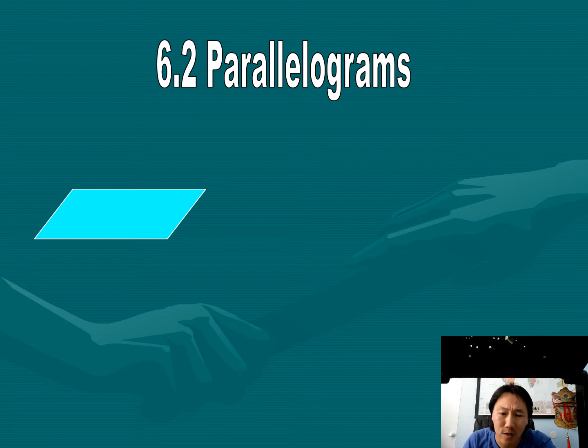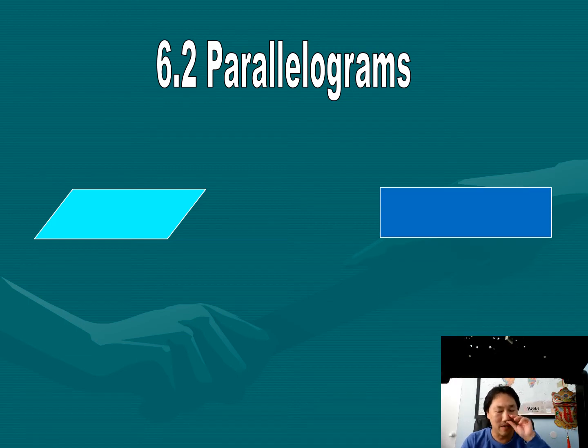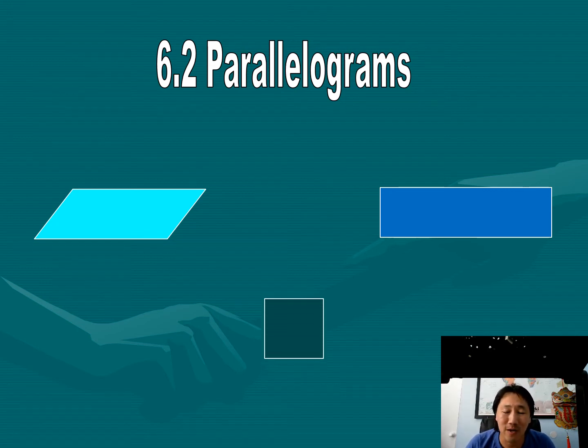Parallelograms can also look like that. You might think, well, no, that's a rectangle. Guess what? All rectangles are parallelograms, and this too. You might think, oh, it's a square. Yep, it turns out that all squares are parallelograms. Let's look at the definition of a parallelogram to see what I mean.